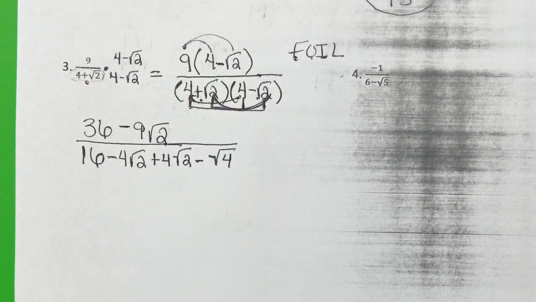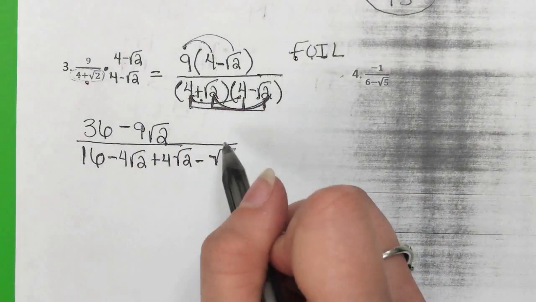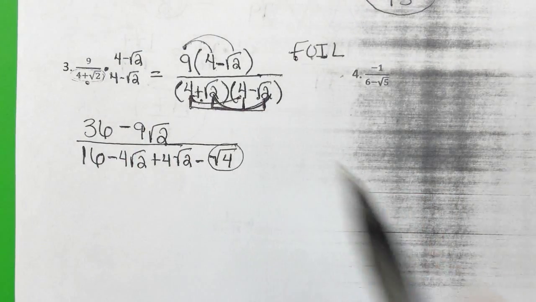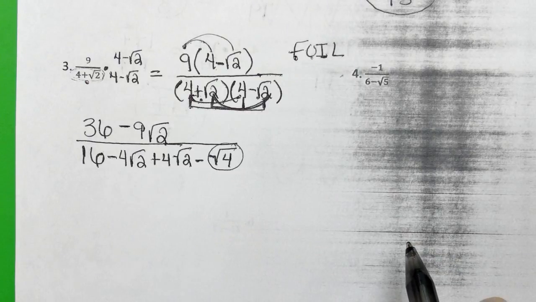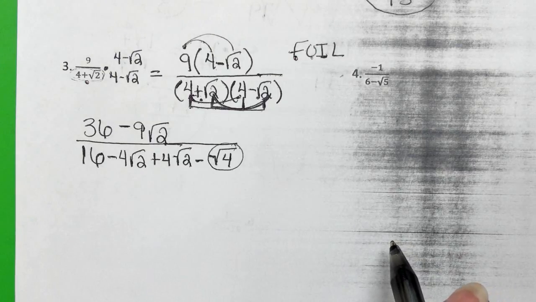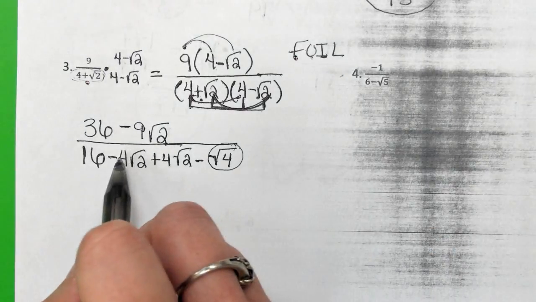Alright, do you see anything we can do? There's a bunch of different things. What do you see? The square root of 4. What's this give me? 2. Very good. Do you see anything else? This is a square root of 2 and square root of 2. Very good. Right here.